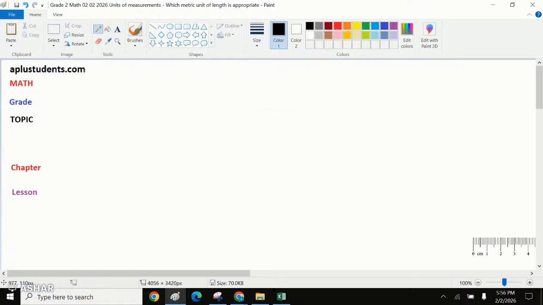Class, the first thing you need to do is go to aplusstudents.com. You need to go to the website. Once you're on the website, you need to go to maths. This is a class for maths. This is a grade 2 lesson.